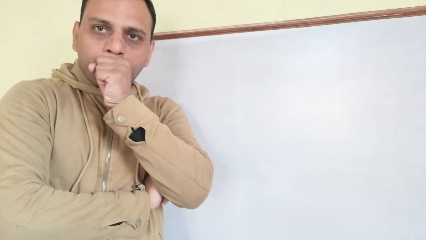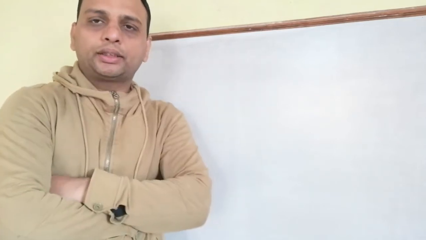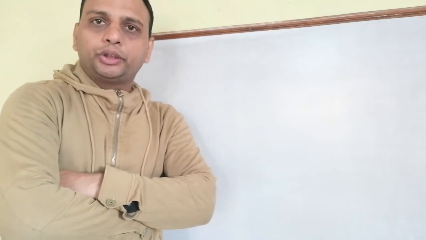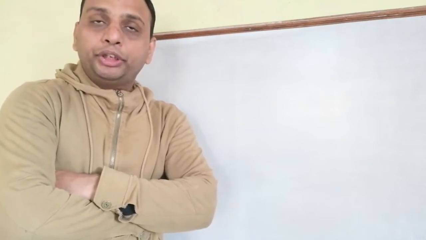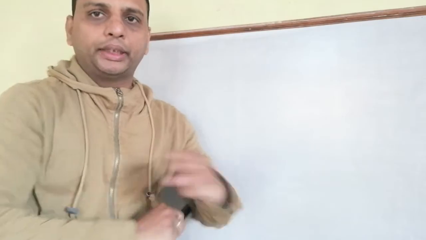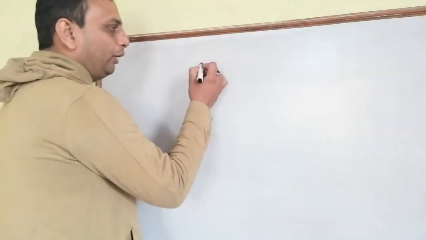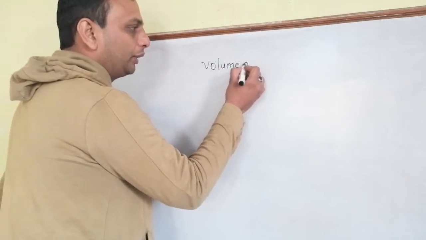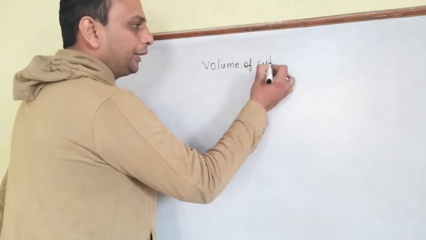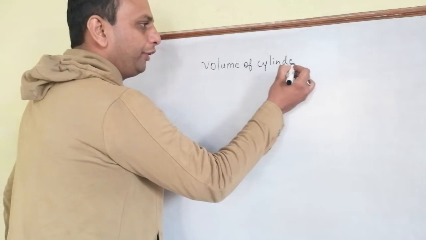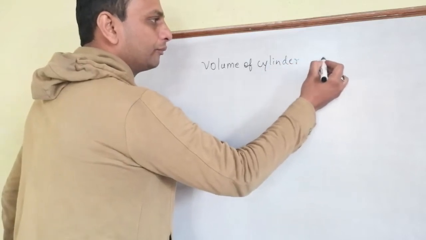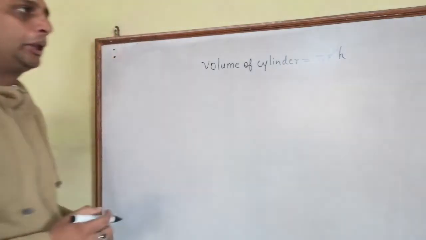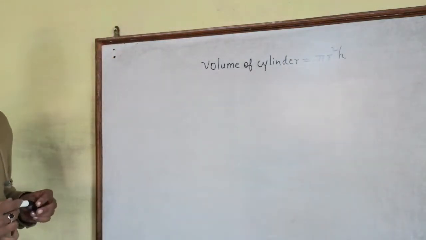Hello everyone. Today we will study exercise number 13.6, which is based on the volume of the cylinder. I already discussed what a cylinder is. Today we will be studying questions related to the cylinder, where we have to find its volume. The formula for the volume of a cylinder is pi r square h.